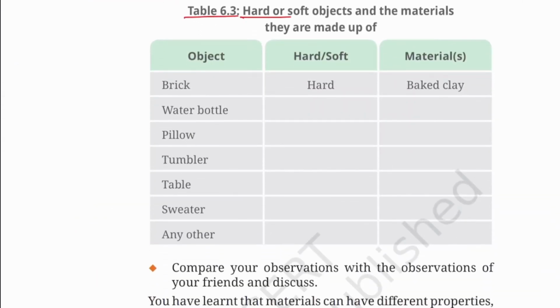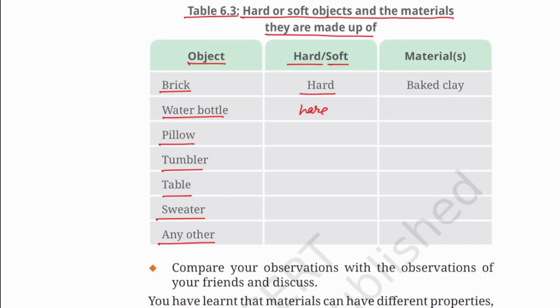Table 6.3 Hard or soft objects and the materials they are made up of. Object: brick, water bottle, pillow, tumbler, table, sweater, any other. Hard or soft: brick hard, water bottle hard, pillow soft, tumbler hard, table hard, sweater soft.